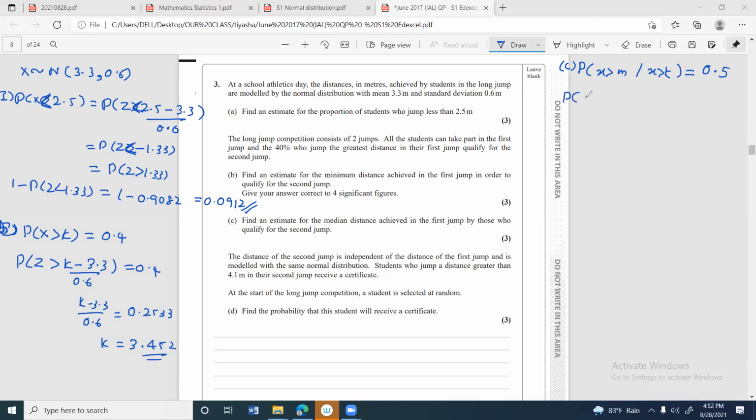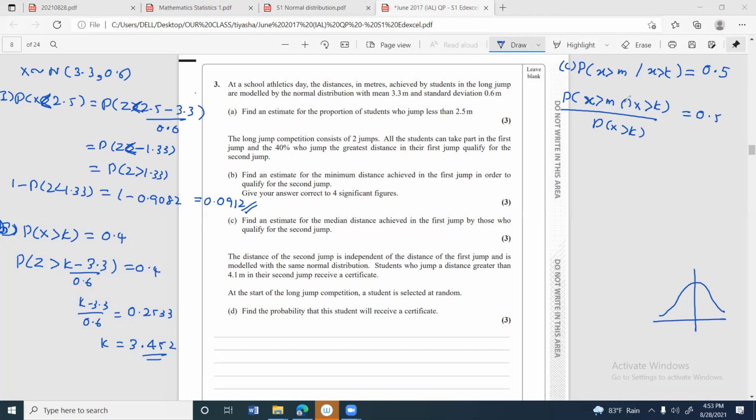If you write the conditional probability, x is how to get 0.5? Yes, 0.5, because they mention find the estimate of the median distance. The median means exactly the middle. Exactly the middle means what should the probability be? The probability should be 0.5. That's how it comes. The probability of the intersection, x is greater than k, divided by the probability of x is greater than k, equals 0.5.